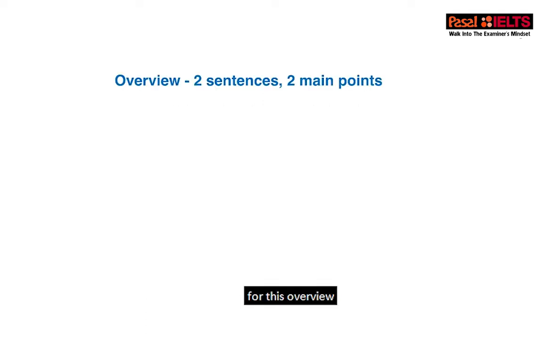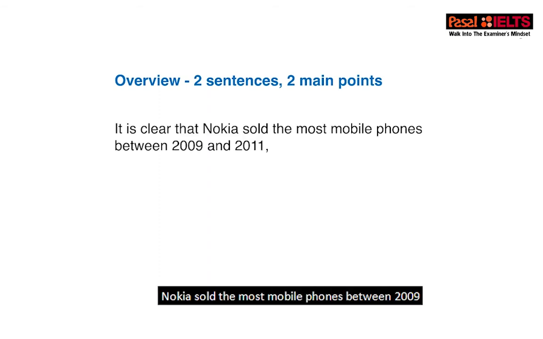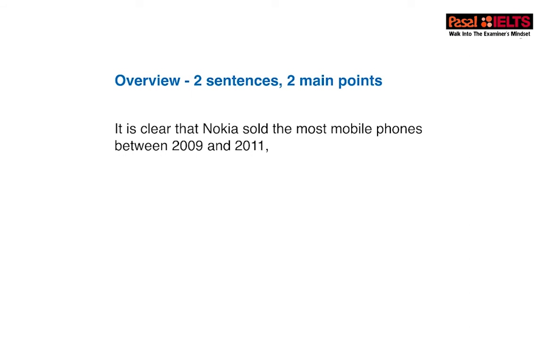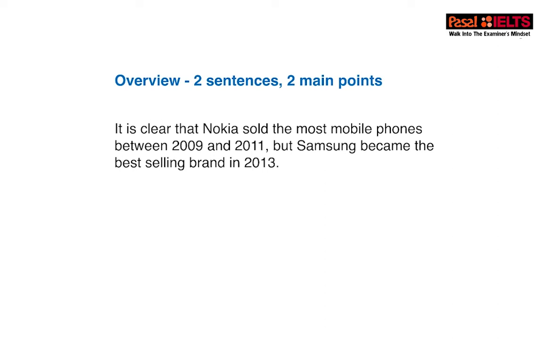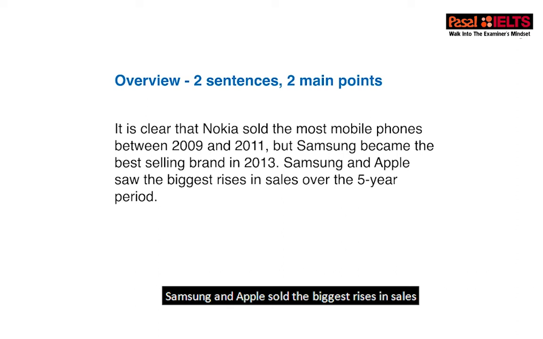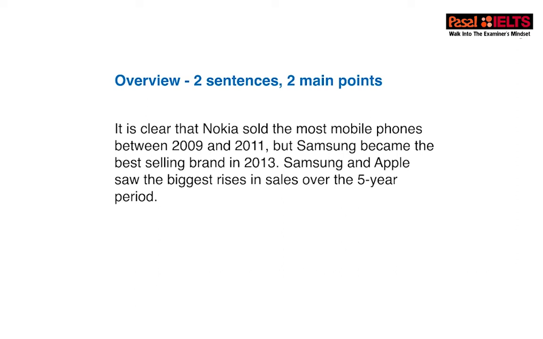Let's see what I wrote for this overview then. First sentence. It is clear that Nokia sold the most mobile phones between 2009 and 2011, but Samsung became the best-selling brand in 2013. There I've just chosen the highest figures. Second sentence. Samsung and Apple saw the biggest rises in sales over the 5-year period. So I've put those 2 increases that we saw together in 1 sentence. And that's the overview finished.